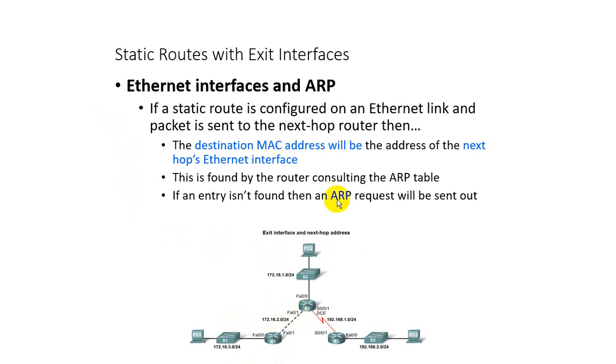So focus on this once again. The destination MAC address will be the address of the next hop Ethernet interface. The MAC address will always be limited to a particular LAN segment. So as per that, the destination MAC address for this router will be FastEthernet 0/1, and this is found by the router consulting the ARP table. That is how the IP to MAC is resolved, through the ARP table. If an entry isn't found, then the ARP request will be sent out.